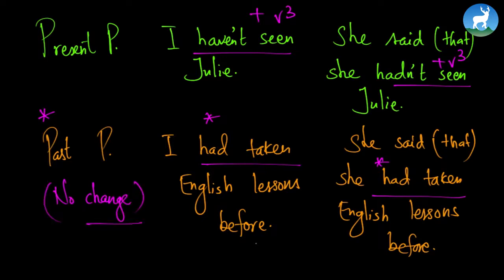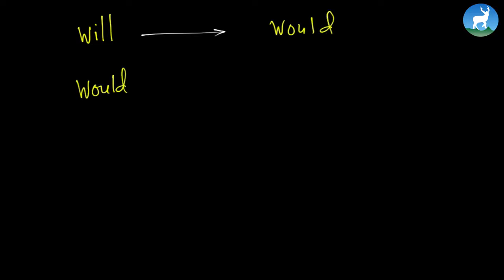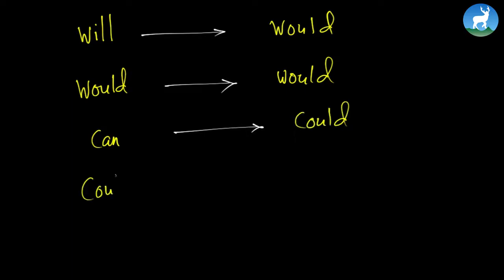Let's write some rules like how verbs are changed when the reporting verb is in past tense. When the reporting verb is in past tense, will is changed into would. Would is not changed, would is left as would. Can is changed into could. Very good. So, likewise, could is not changed, there is no change.